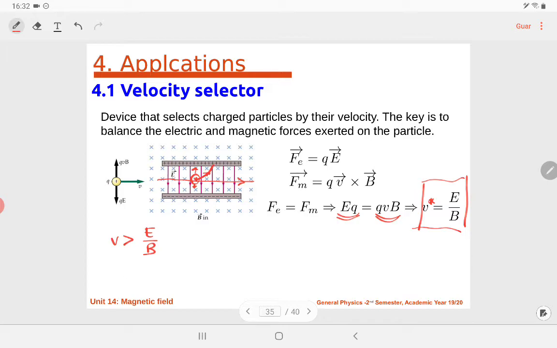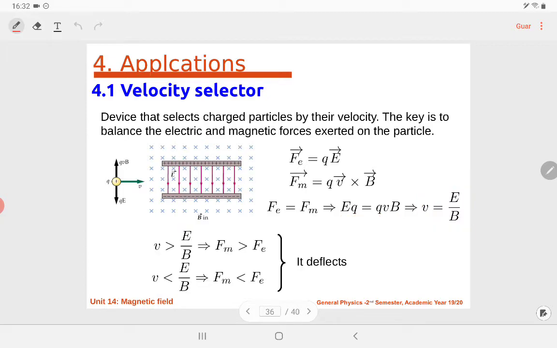Okay. If the speed is weaker than the ratio between the electric field and the magnetic field, then this means that the magnetic force is going to be bigger than the electric force, and this is going to be deflected toward the lower part of the region. Okay, so in any case, if the speed is different from E divided by B, the particle is going to deflect. So only those particles that have exactly this velocity are going to be able to exit this area.